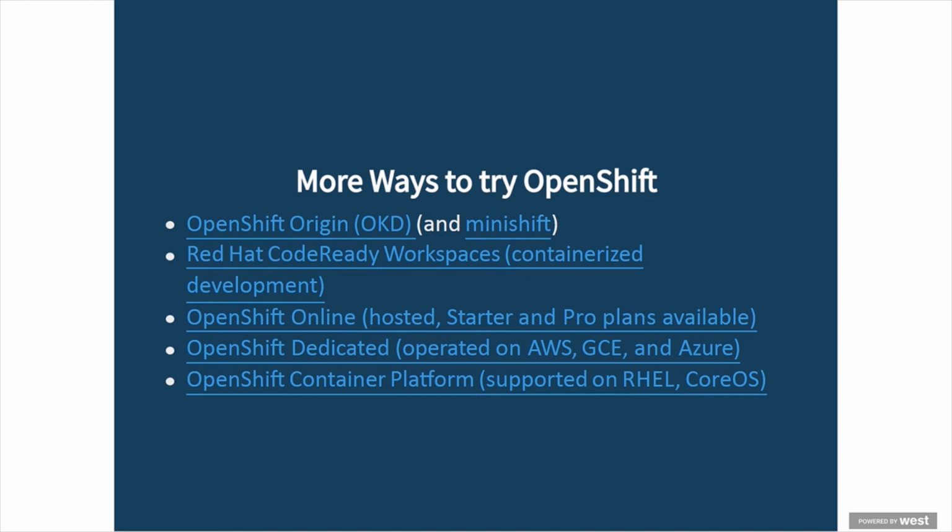OpenShift Container Platform is the most analogous to RHEL. It's supported by Red Hat, but administered by you. And we would expect RHEL and/or CoreOS as the host OS on those machines in order to protect the host from being compromised and provide the multi-tenant security that OpenShift provides.